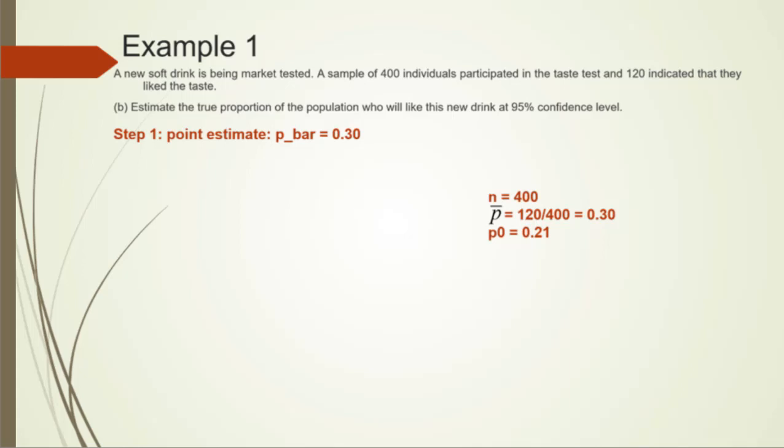Now we move on to part B. We would like to construct a 95% confidence interval for the population proportion P. The first step is to find a point estimate. That would just be the sample proportion P bar. That is found to be 0.30.